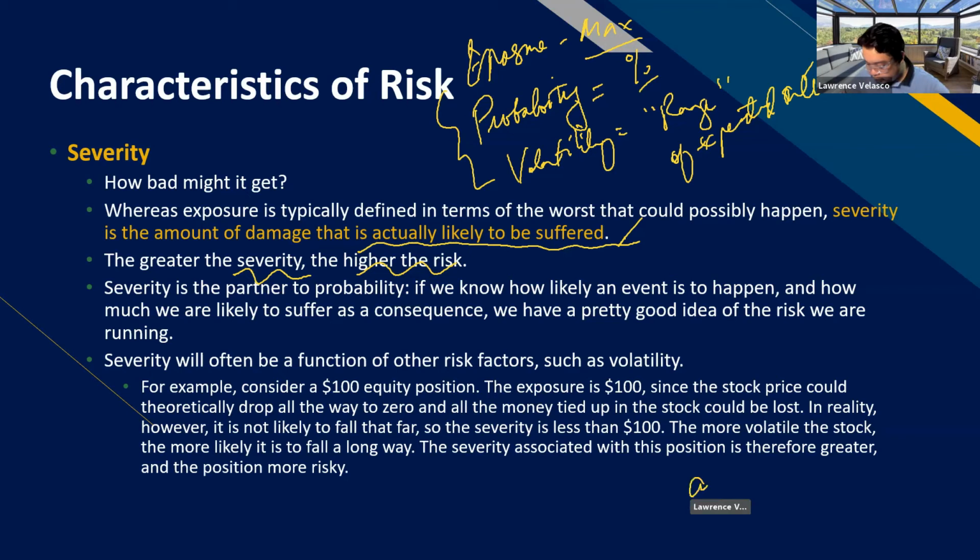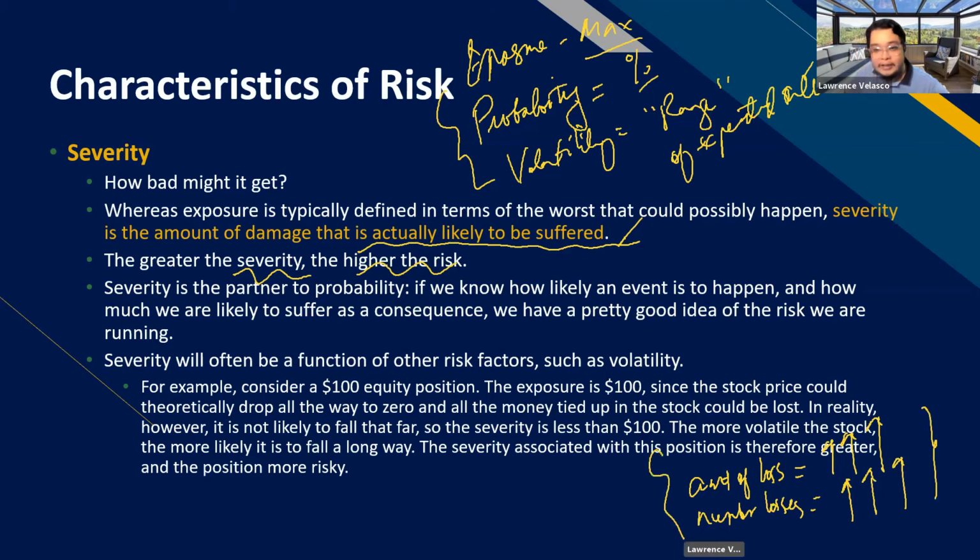Because the amount of the loss because of calamities has been increasing historically, and the number of losses has also been increasing in recent years. That's what the video said, right? So the severity of climate risk has been increasing over time.